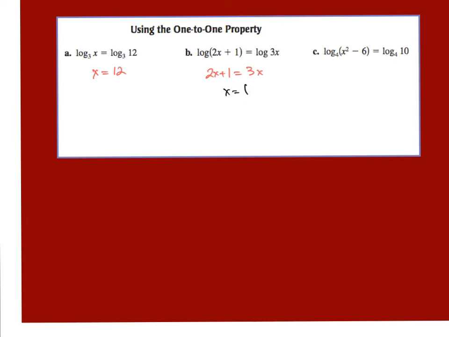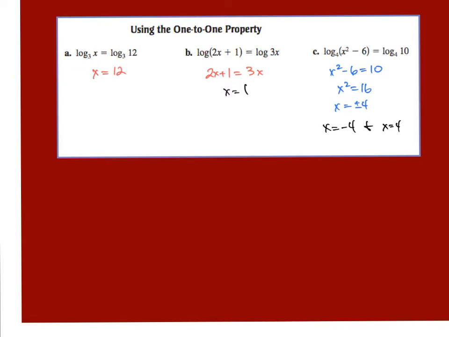All right, this next one. I have log base 4 of x squared minus 6 is equal to log base 4 of 10. They have the same base, so again, I can use the one-to-one property. So now I'm left with x squared minus 6 is equal to 10. How would I start solving this? I add 6, so then I get x squared is equal to 16. Then I square root it, so I get x is equal to plus or minus 4. Whenever you square root, you have to do a plus or minus. I don't like it written like that. I say x is equal to negative 4 and x is equal to 4, just to make sure that you know that it's two solutions.